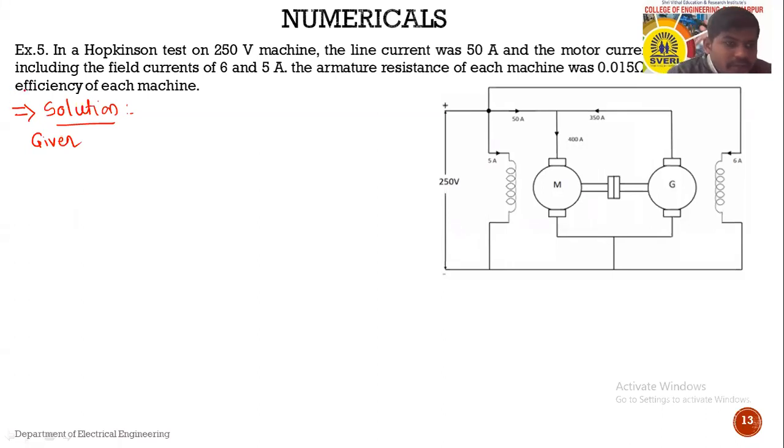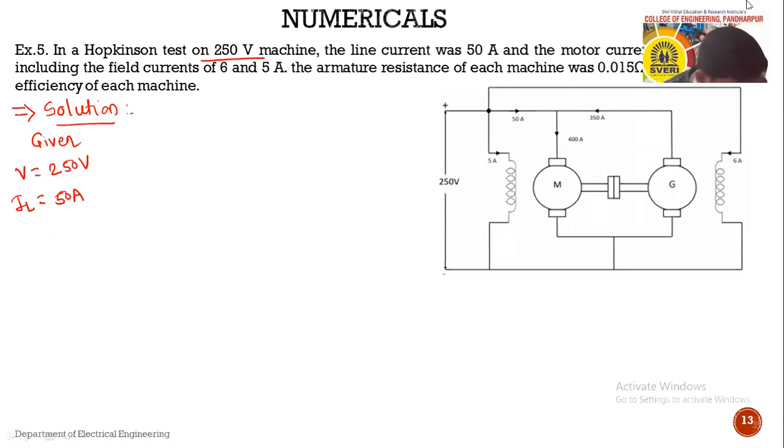Yes, sir. Okay, see, we will write the given data in the Hopkinson test on a 250 volt DC machine. That means supply voltage is given, it is equal to 250 volt. The line current was 50 ampere, that is the motor line current at no load condition. The motor current, motorचा current दिलेला आहे बघा, is 400 ampere, not including the field current of 6 ampere and 5 ampere. म्हणजे 6 आणि 5 ampere मोटर करंट इन्क्लूड न करता मोटरचा करंट 400 ampere आहे. सी हियर हा करंट इन्क्लूड होतोय कशामध्ये?